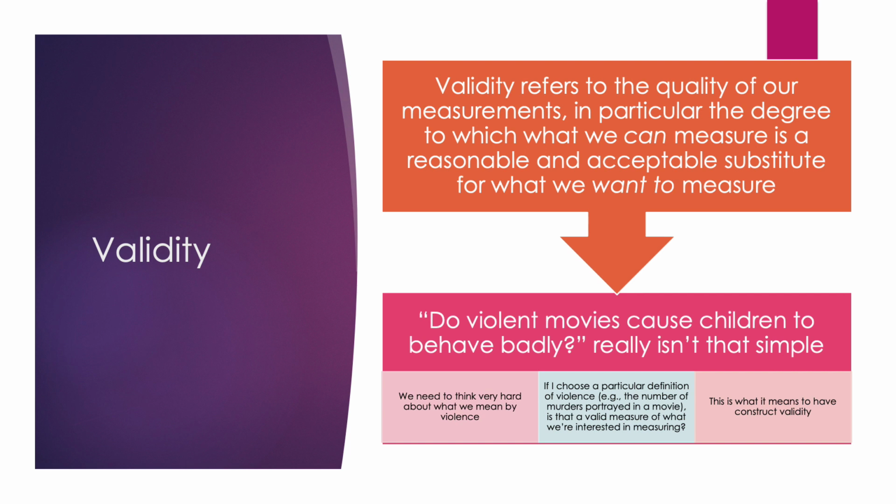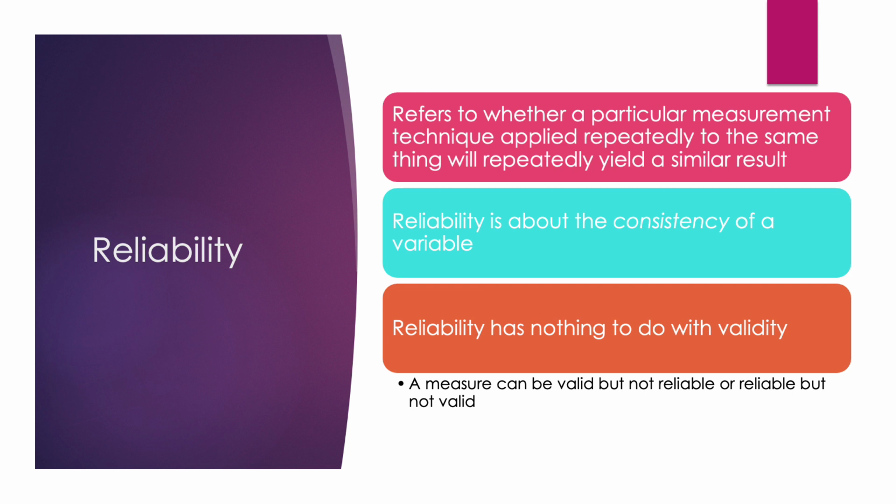First, we need to think about and construct what we mean by violence. So if I choose one specific definition, like the number of murders portrayed in a movie, is this a valid measure of what we're interested in measuring? This is what it means to construct validity. So maybe violence isn't just the number of murders, maybe it's the number of punches or the number of fights. These are things that are very important to think about when you're constructing your questions that are going to measure things and that are going to make up your variables.